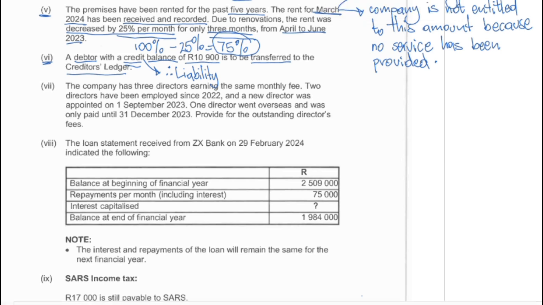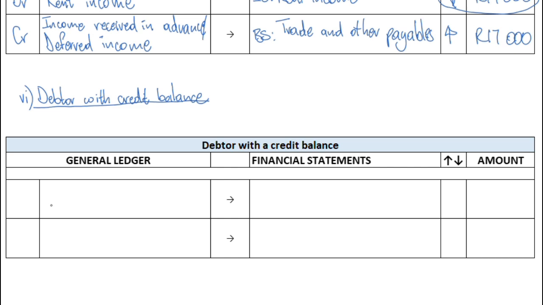A credit balance in the debtor's ledger can only be removed with a debit amount. So we must debit the debtor's control account with 10,900 rands. Because we want the debtor to show up as a creditor, we must then increase the creditor's control account. Creditor's control is a liability account. Liabilities increase on the credit side, so we will credit the creditor's control account with 10,900 rands.